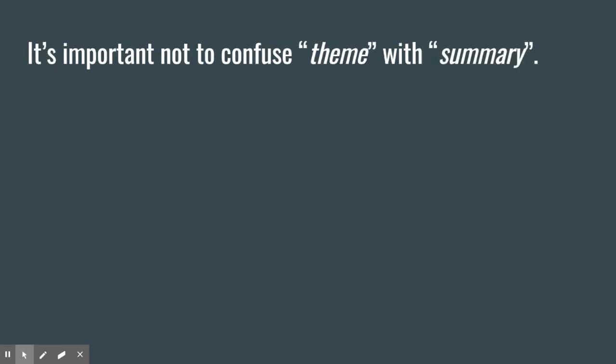Now, it is super important not to confuse theme with a summary, okay? So a summary, that's a brief statement of the main points of a story. It's how you would describe a story that you saw, like the videos we just watched, or maybe something you read. It's how you would describe that to a friend, maybe in like 30 seconds.